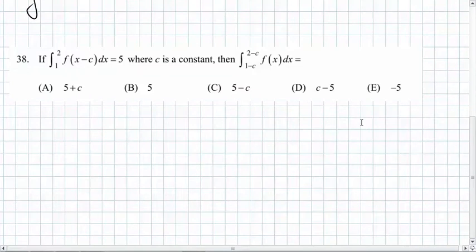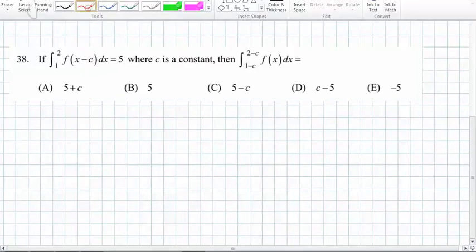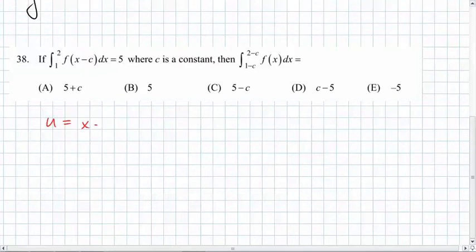Look what it wants you to do. Instead of doing f of x minus c, it wants you to do f of x. So what method could we use right now? If we wanted to rewrite this, how could we rewrite it? If we want to evaluate an integral and simplify what's inside the function, what method do we have? Use substitution. So let's say u is equal to x minus c. You see what I'm saying here? I'm just going to rewrite this in terms of u. I'm not going to do du or dx.